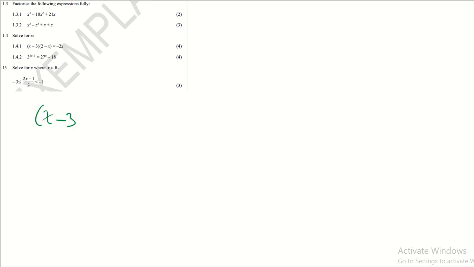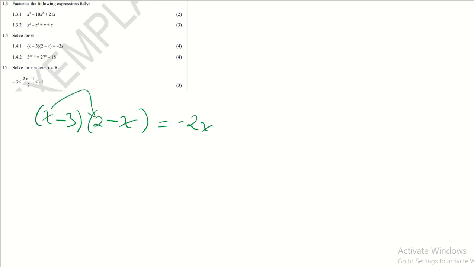x minus 3 into 2 minus x equal to negative 2x. First of all, you want to simplify this. If this was equal to 0, then we were going to set both of these to be equal to 0 and solve for x. But in this case, this is not equal to 0. Since we don't know what might be the value of x, we want to simplify this.